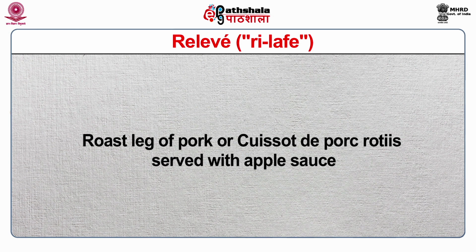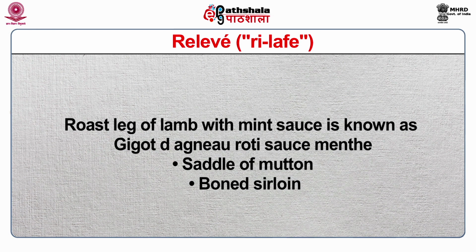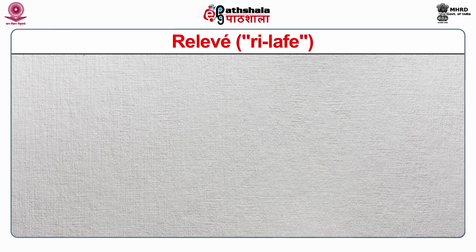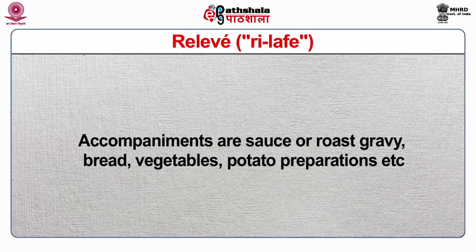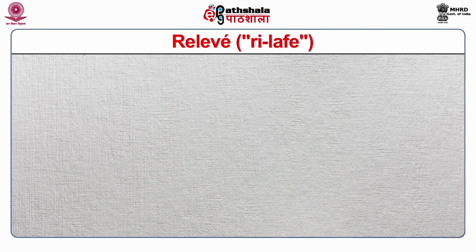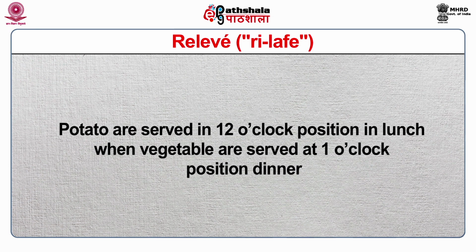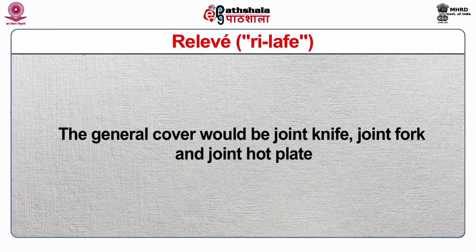Roast leg of pork, or Poisson de pork roti, is served with apple sauce. Roast leg of lamb with mint sauce is known as gigot d'agneau roti sauce menthe. Saddle of mutton, bone sirloin. Accompaniments are sauce or roast gravy, bread, vegetables, potato preparations, etc. Potato is served at 12 o'clock position in lunch when vegetables are served at 1 o'clock position in dinner. The general cover would be joint knife, joint fork and joint hot plate.